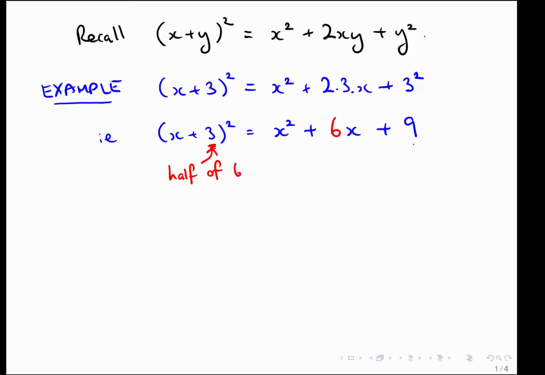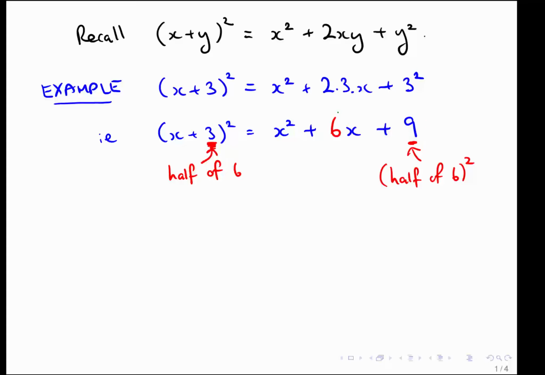And since this 9 is just the square of this 3, that ultimately means that this 9 is half of this middle coefficient 6, then squared. So indeed, both these numbers can easily be expressed in terms of the middle coefficient 6 alone.